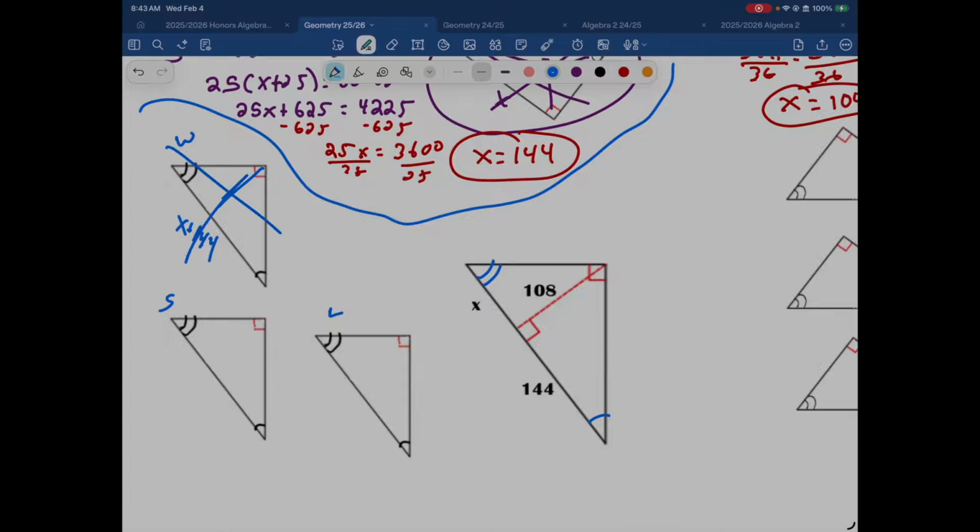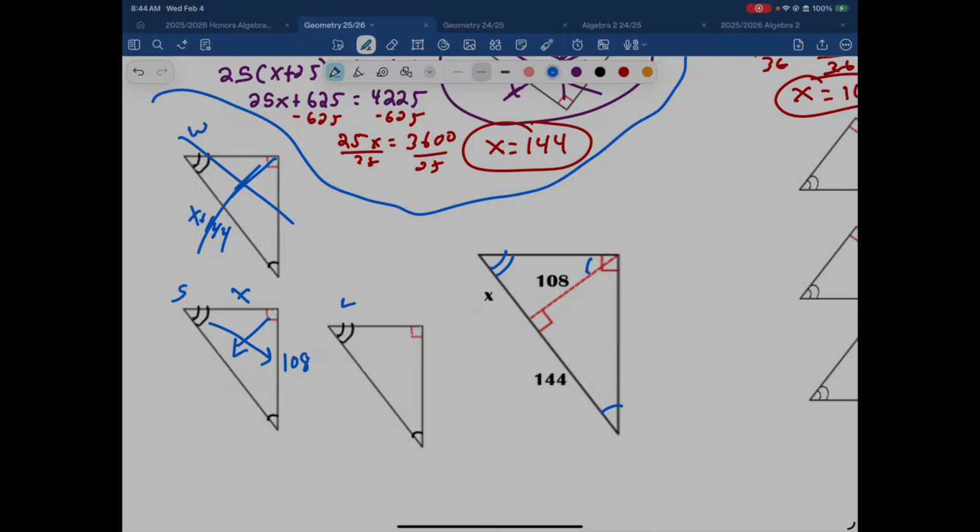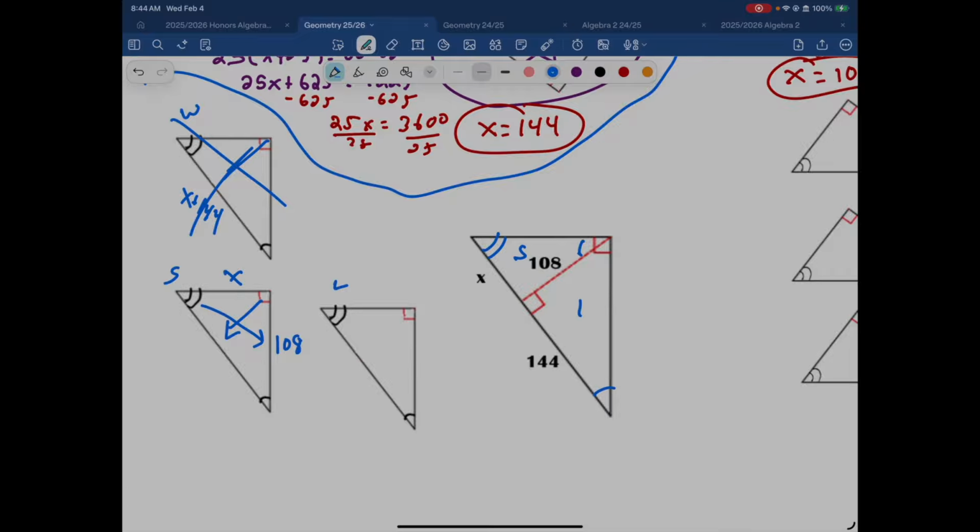The small. I don't know the side opposite the 90, so I'm not going to put anything there. I know the side opposite the 2 is 108. And then the side opposite the 1, as I need to put that there, is x. There's my small, there's my large. In the large, I don't know the side opposite the 90. The side opposite the 1 is 108. That makes this the 2, and that makes that 144.